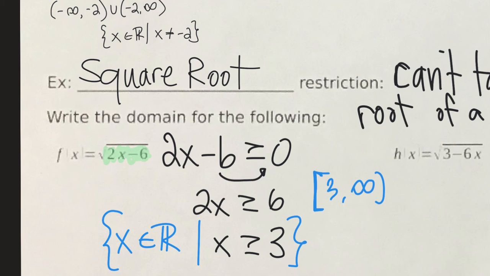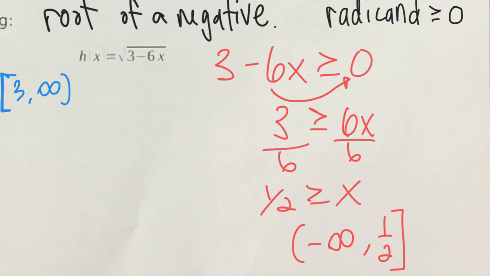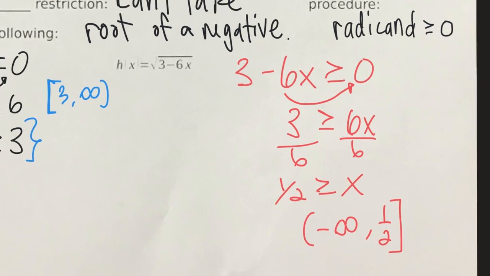So take a second and do h. Find the restriction on h. And this would be the solution for h of x. X is less than or equal to positive 1/2 would be the domain restriction. So we can't plug in anything bigger than 1/2 into that function, or you're going to be taking the square root of a negative number.